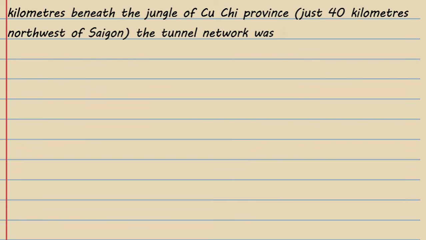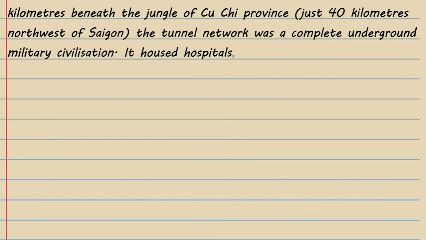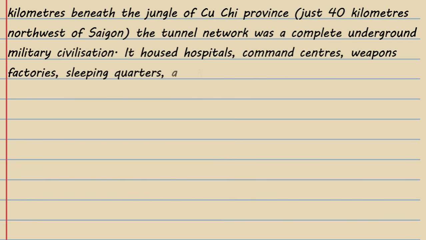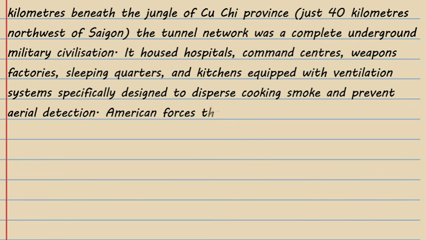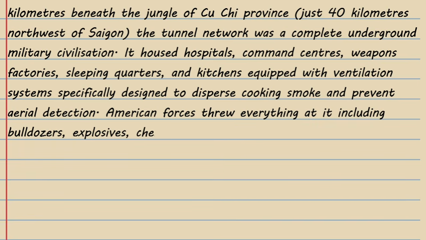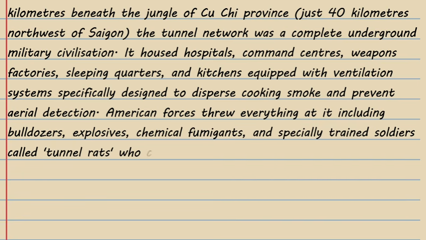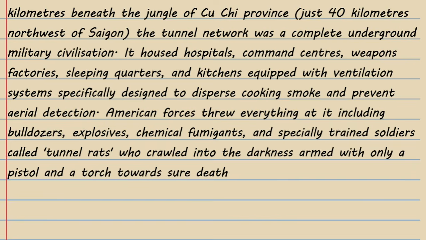The tunnel network was a complete underground military civilization. It housed hospitals, command centers, weapons factories, sleeping quarters, and kitchens equipped with ventilation systems specifically designed to disperse cooking smoke and prevent aerial detection. American forces threw everything at it, including bulldozers, explosives, chemical fumigants, and specially trained soldiers called tunnel rats who crawled into the darkness armed with only a pistol and a torch toward sure death.